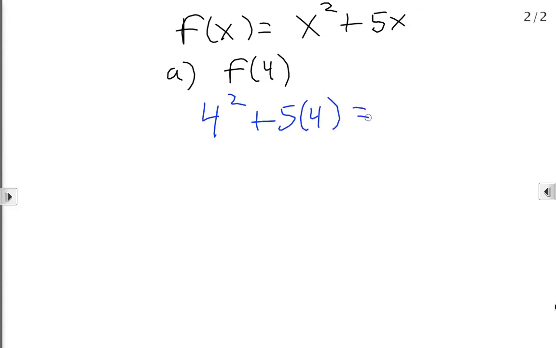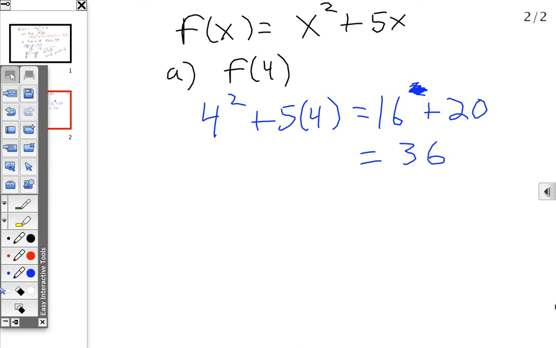And here we're just going to evaluate. Remember, when you are just number crunching, it's called evaluating. When you're working backwards, it's called solving. So this is 16 plus 20. Oh, no need for the square there. 16 plus 20. So it's 36.